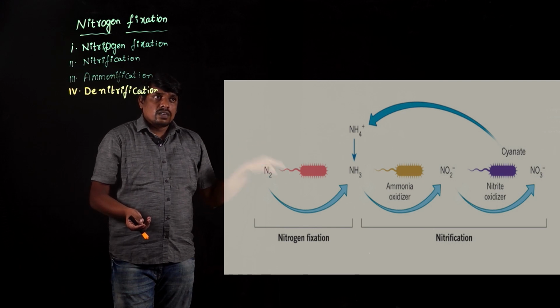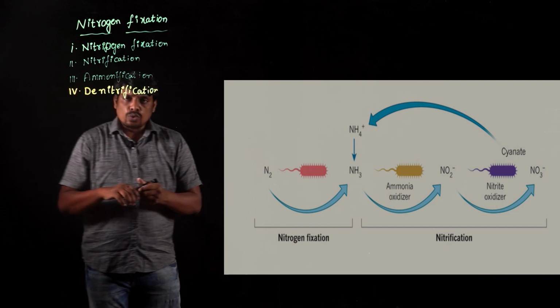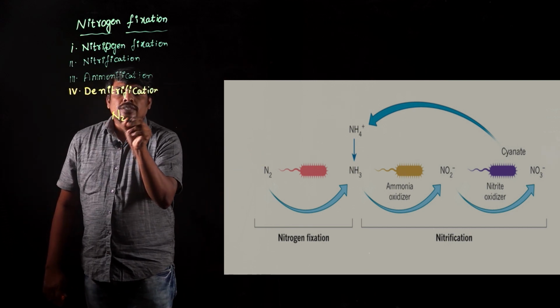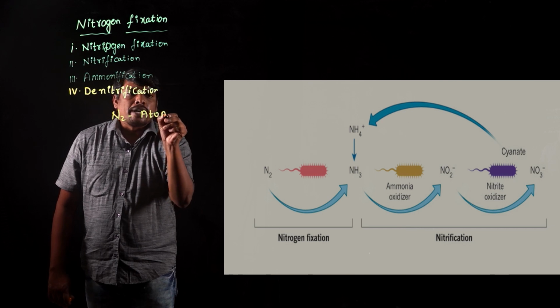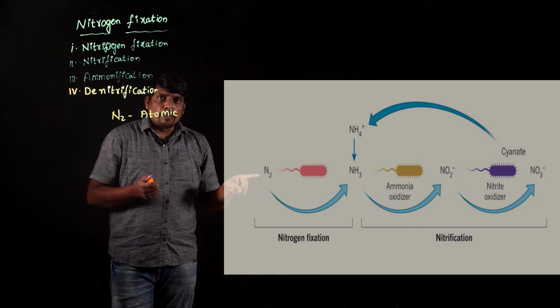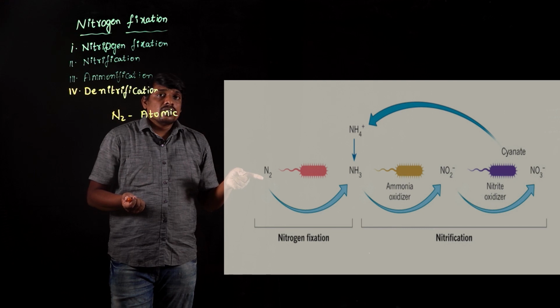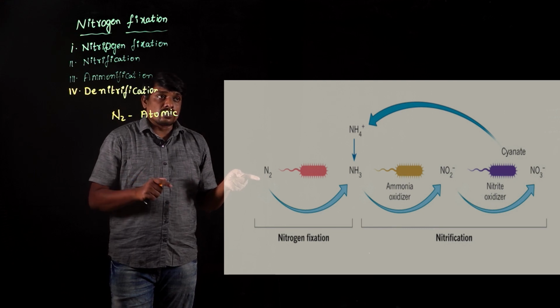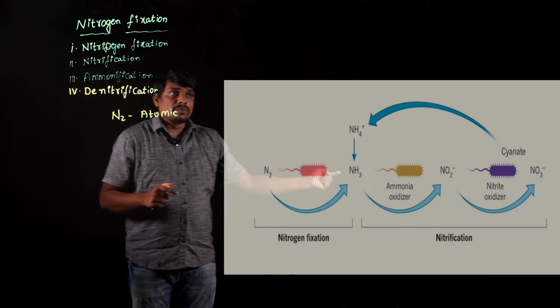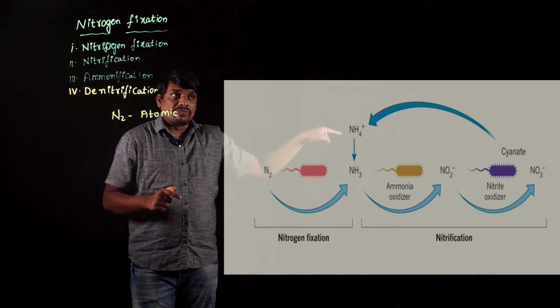So this particular microbe, Nitrosomonas, reacts with the atomic nitrogen. You can see the atomic nitrogen indicated by N2. So basically N2 is atomic nitrogen. When it reacts with atomic nitrogen, that is gaseous nitrogen, immediately it undergoes a sequence of biological changes, and finally it will be converted into nitrate. You can see the nitrate in the given figure.